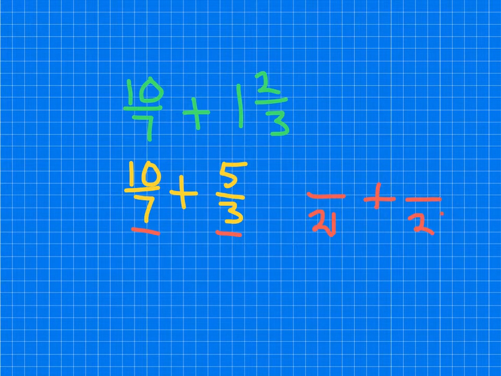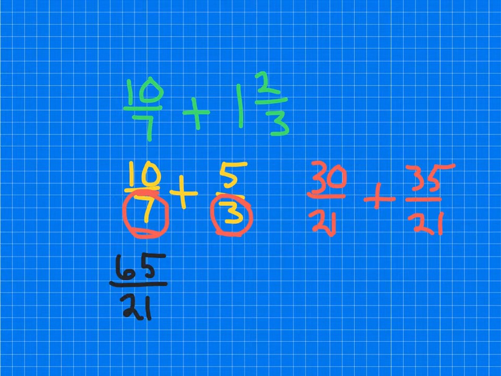21 is on the bottom. Well, how did I change this 7 to 21? I multiplied by 3. So that means the top of my first fraction is 30. And how did I change this to 21? I multiplied by 7. So 7 times 5 is 35. Okay, so 30 plus 35 is 65. So now we have 65 over 21.